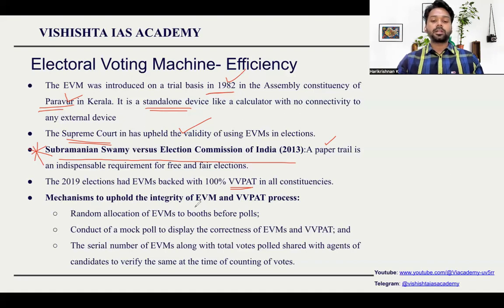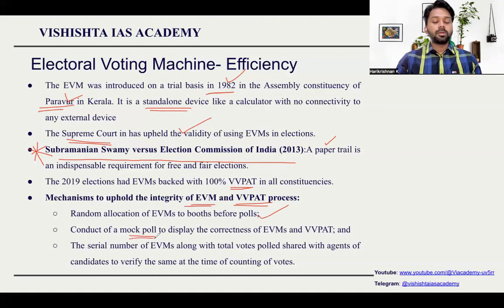Mechanism to uphold the integrity of EVM and VVPAT process. So whenever you are getting a question, or if anyone asks you, how can we tell that EVM is good, or how the government or the Election Commission is ensuring that it is working properly, based on these measures, what they do is random allocation of EVM to booths before polls. There is no proper allocation. Everything is completely random, so you cannot trace it.